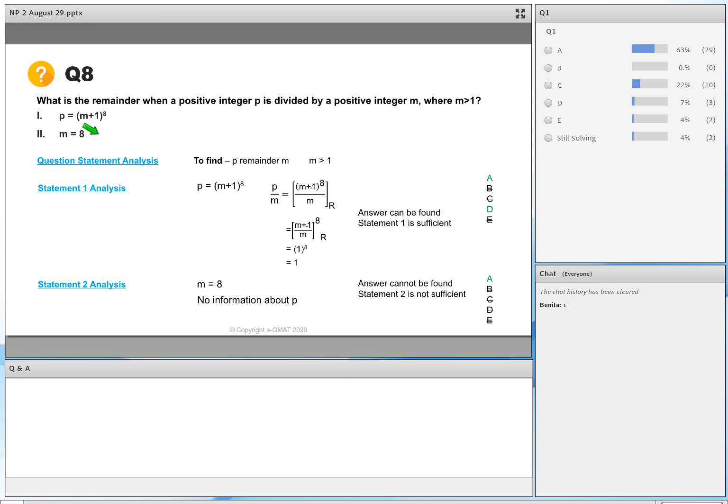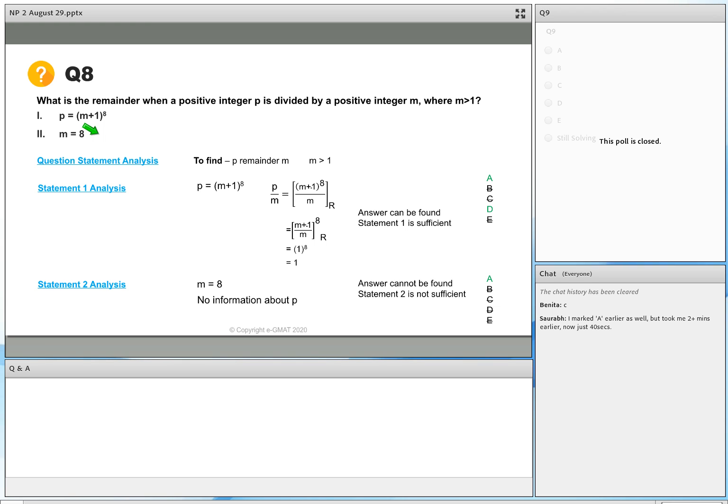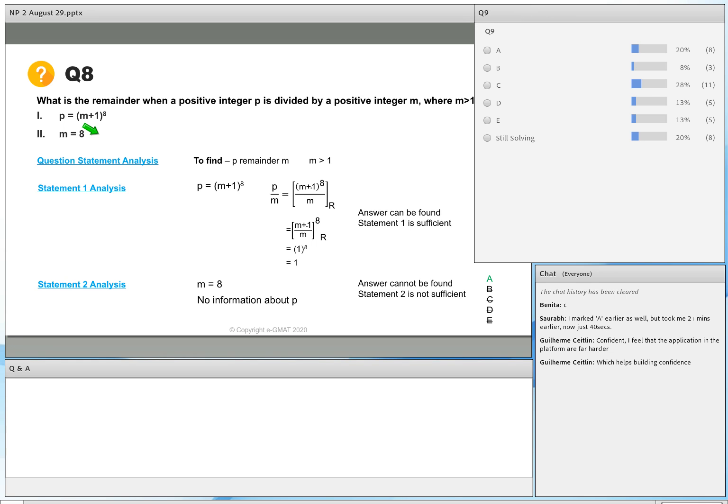Let's go to question number 10. Tell me how you feel about this one, everyone who changed their answers, while I get the next poll. Talk to me in the chat box. Saurabh marked A earlier, took 2+ minutes, this time 40 seconds. Wow, Saurabh. That's so nice to hear.